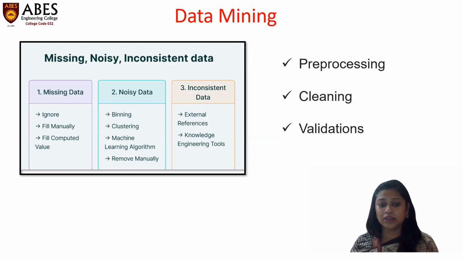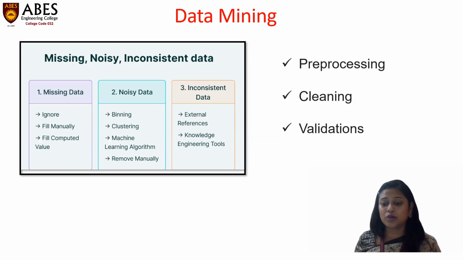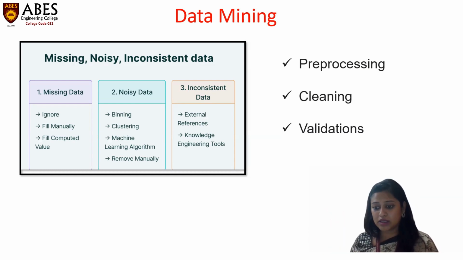And inconsistent data means no consistency is maintained. For example, if I say the value should be either 0 or 1, but there is no consistency maintained, then it should be considered inconsistent data. So in the end, what we want is that our data should be pre-processed, clean, valid, and contain all the important information, with removal of all the impurities. It should be pure.